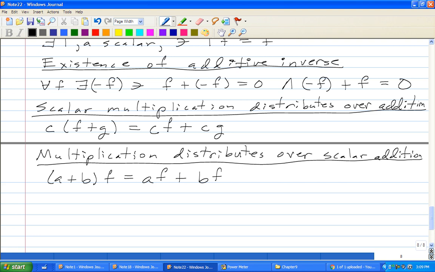So those are the vector space properties. And so functions act like vectors. And they also act like members of a field.